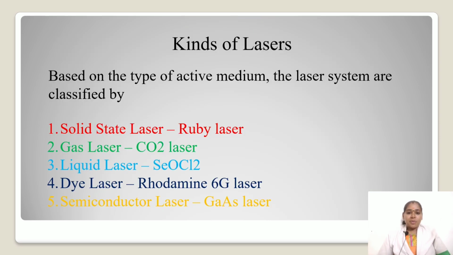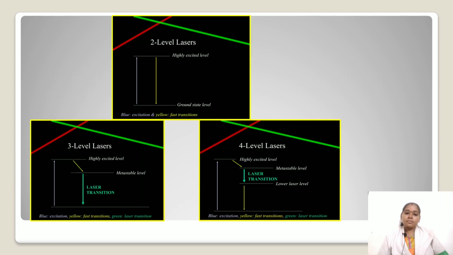Based on the type of active medium, the laser systems are classified as: solid state laser, example ruby laser; then the second one is gas laser, example carbon dioxide laser; third one is liquid laser, example europium chelate; fourth one is dye laser, example rhodamine 6G laser; fifth one is semiconductor laser, example gallium arsenide laser.